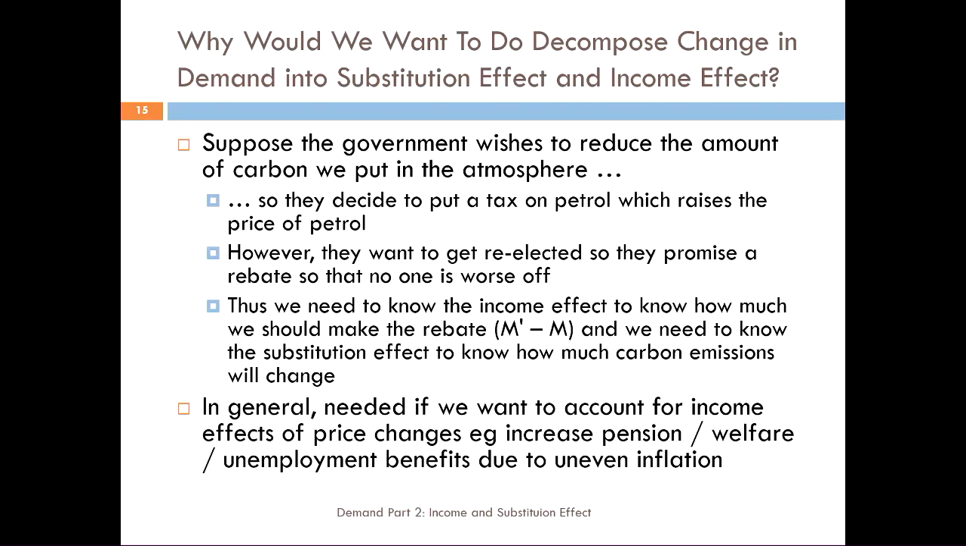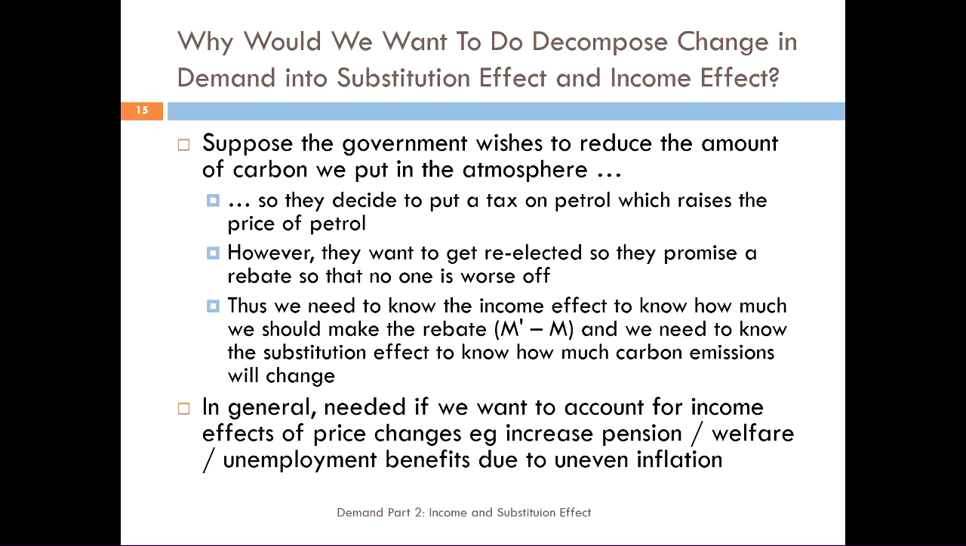All right, so now you can see why we need to separate out the change in quantity demanded from the price change into the substitution effect and the income effect. We need to find out the income effect so we know how big of a rebate to give these low-income people so they're as well off as they were before, to eliminate the income effect. And we need to know the substitution effect to see how much will be the change in petrol, and therefore how much will be the change in pollution from this price change, from this policy change. So that's the idea, and I'll give you a few other examples.